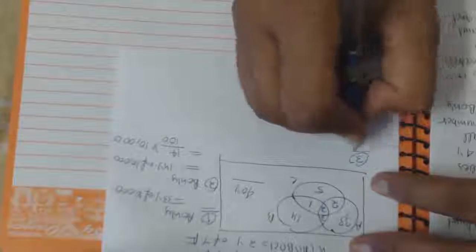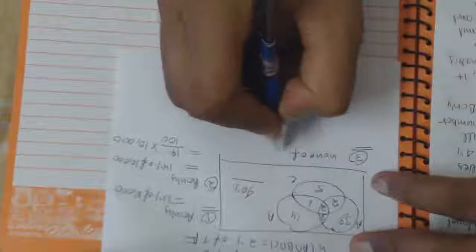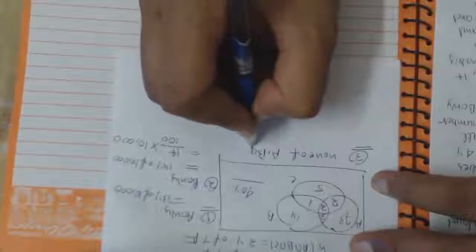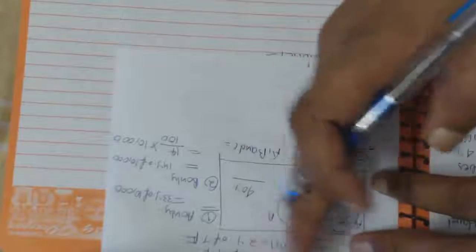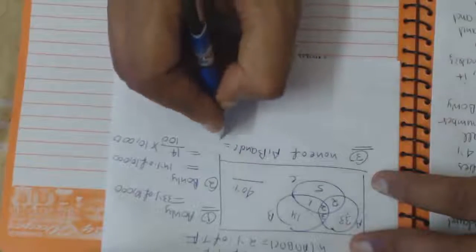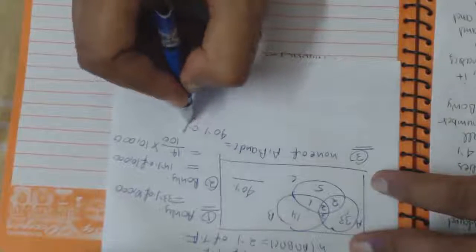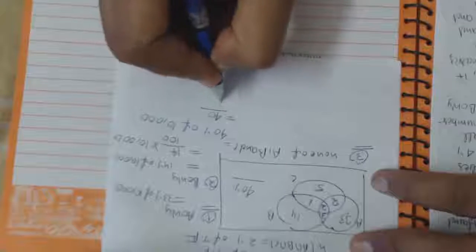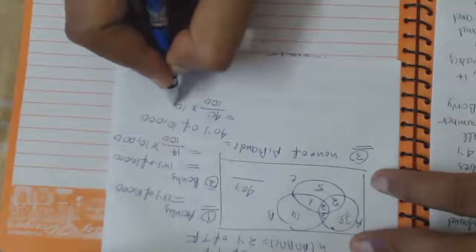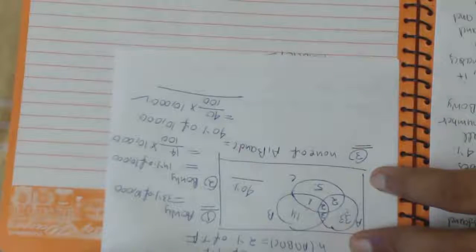Now the third thing is none of A, B and C. So when we remove A, B and C from the total, it comes out 40% of 10,000. That is 40 upon 100 of 10,000. Concept is clear? Okay.